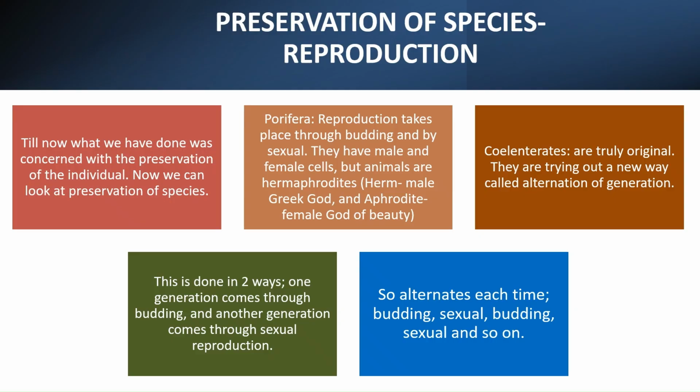Here in porifera, reproduction takes place through budding and by sexual means. They have male and female cells, but animals are hermaphrodites, that is, herm means male, that is a Greek god, and Aphrodite is a female god of beauty. Coelenterates are truly original. They are trying out a new way called alternation of generation. This is done in two ways. Generation comes through budding and generation comes through sexual reproduction. So it alternates each time, budding, sexual, and so on.